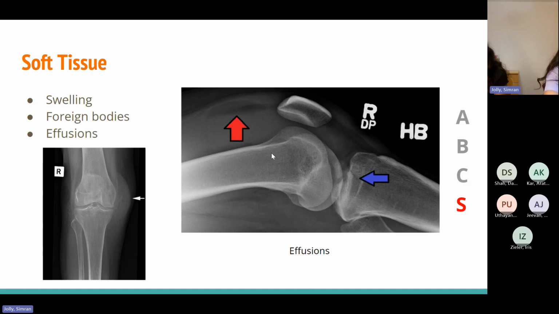And S, that's for soft tissue. So any swellings that you can see, any effusions. Here you would be able to see a swelling, and it's important to comment on that in an X-ray, or here it's a bit less dense. That would be an effusion. And also any foreign body. This is the point where you would talk about if you can see any, for example, hip replacements, screws, anything like that, important to talk about.